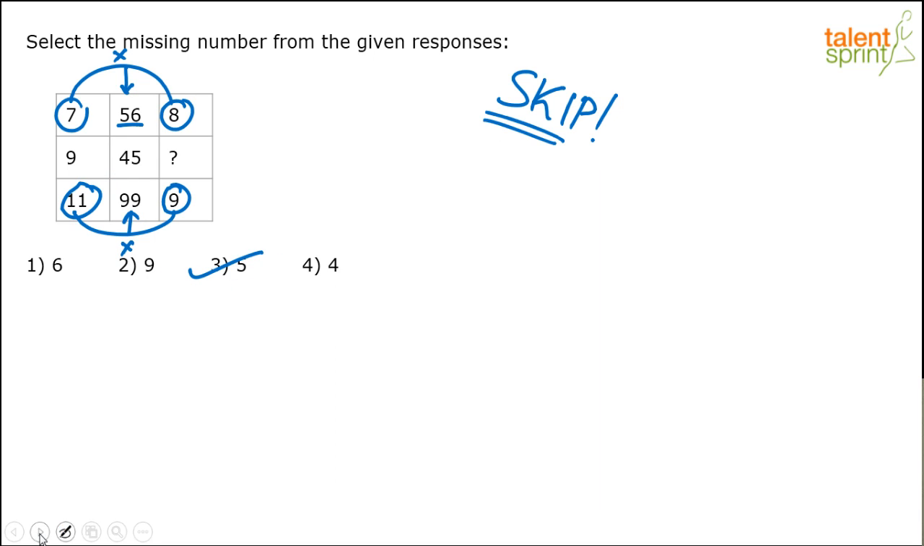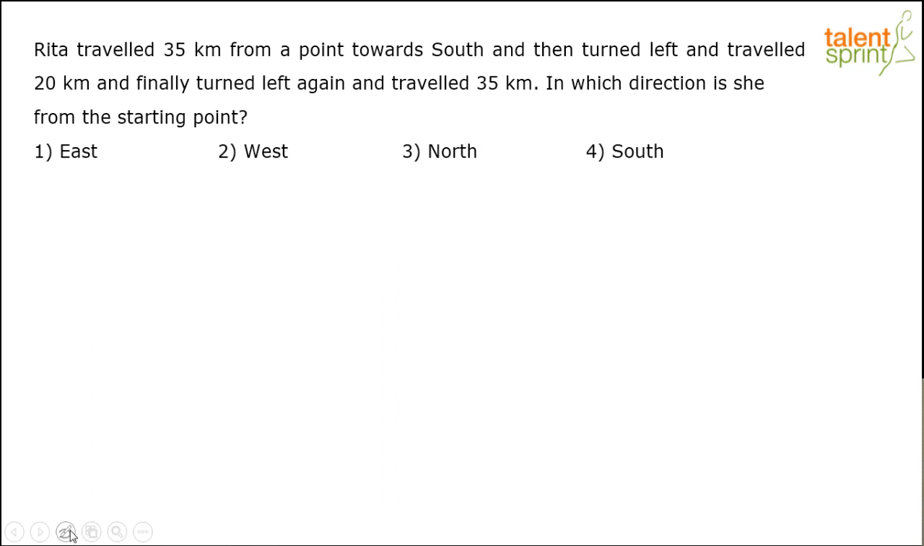So 10 seconds again. Easy to crack, but sometimes can get very, very tricky. So don't get trapped, I'm saying. Okay, here's this question on directions. Rita traveled 35 kilometers from a point towards south and then turn left and travel 20 kilometers and finally turn left again and travel 35 kilometers. In which direction is she from the starting point?